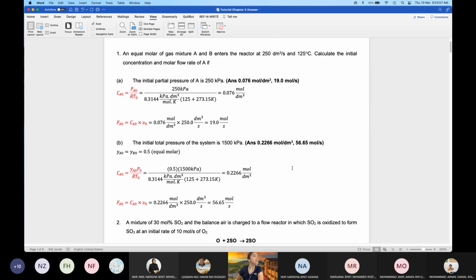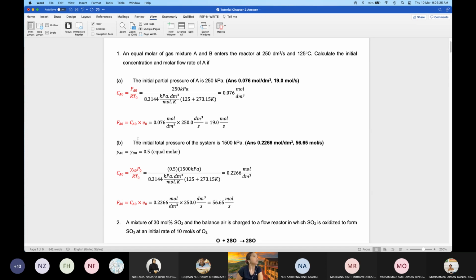Right, so I will read out the questions, and then I will explain the steps, okay, and then I will give you a little bit of time, maybe 1 or 2 minutes, for you to do the calculation if you have the paper and the pen with you, and then I will proceed to the next question.